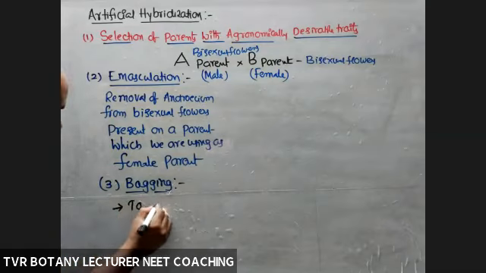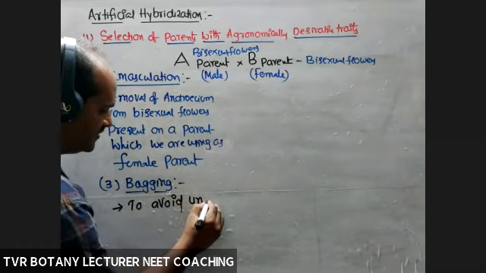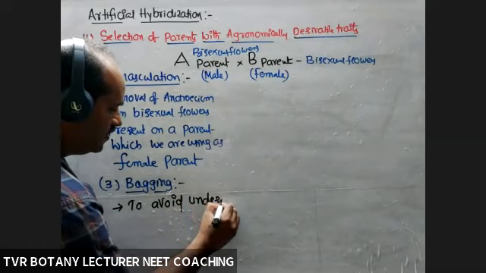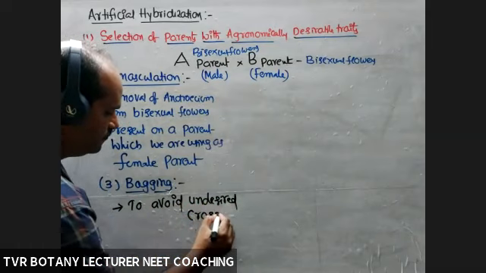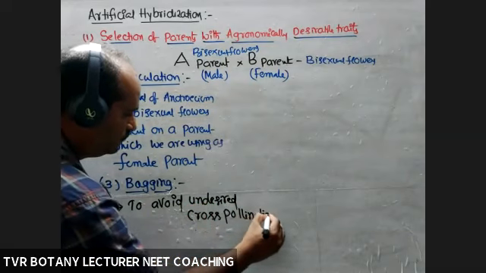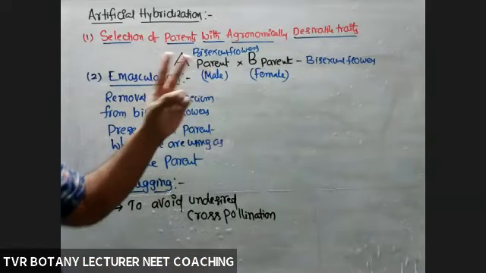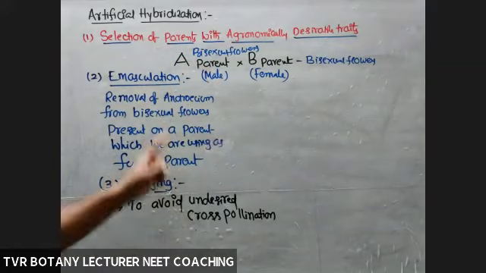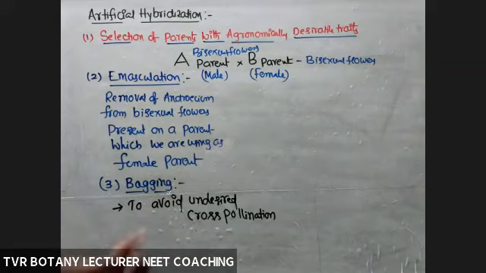To avoid undesired cross pollination. Undesired cross pollination, to avoid undesirable cross pollination. So here we have to avoid two types of pollinations. One is self pollination, if it is possible in that crop. Second one, undesirable cross pollination.